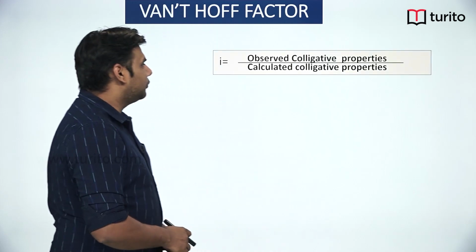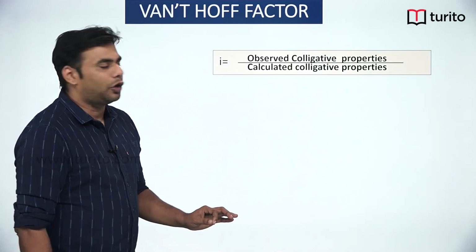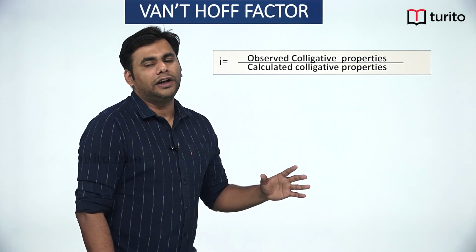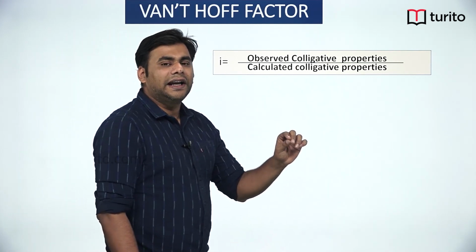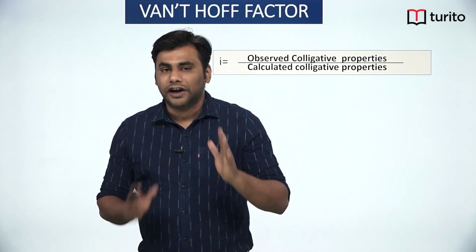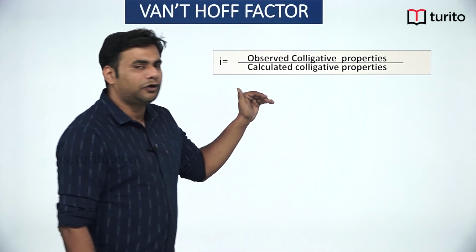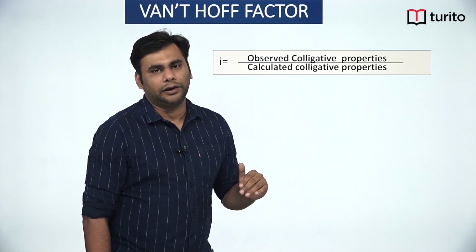Okay, so we'll define i as the observed colligative property upon the calculated or the theoretical colligative property. Whenever this word "observed" comes, observation is basically carried out in laboratories. Observation means experimental, we are observing something. So observation is always made during the experiments. So this is basically the observed colligative property divided by the calculated colligative property.